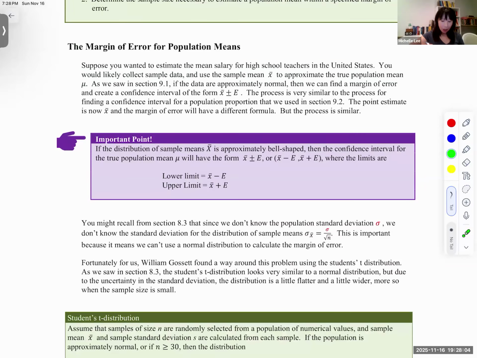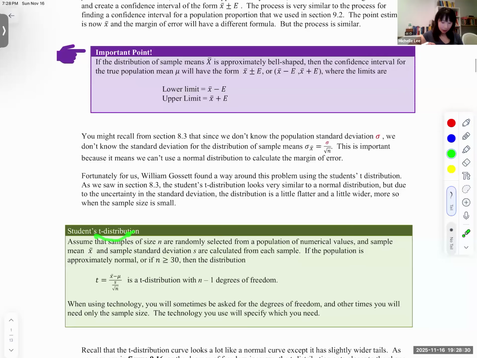We have a lower limit and an upper limit. So we have x bar, that's the point estimate, right? We are just using the sample mean. Then the lower limit subtracts the margin of error, and the upper limit adds the margin of error, right? Okay, Student's t distribution.